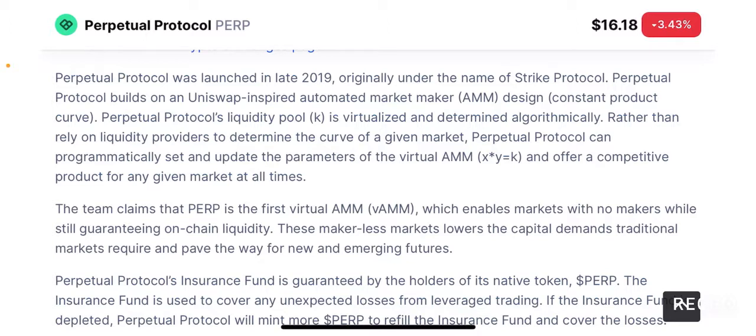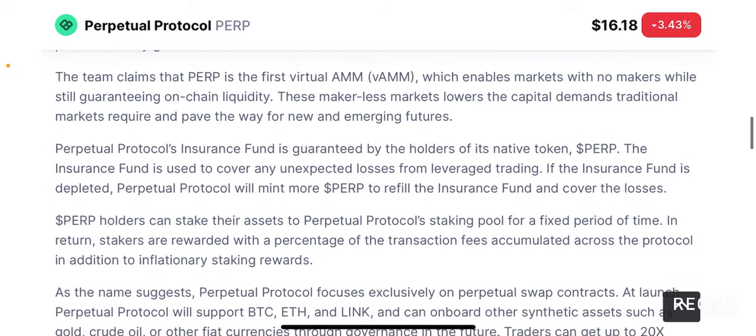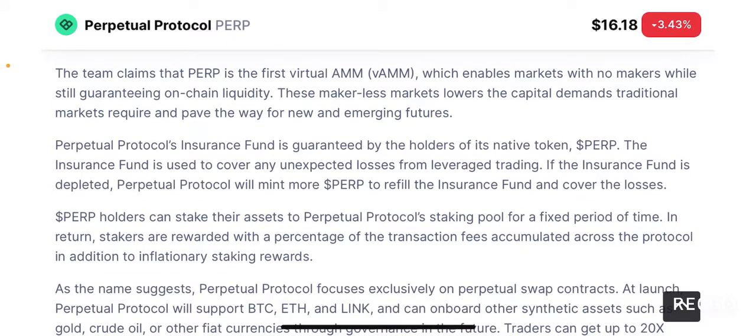So they've completely redesigned the AMM using their own unique method of creating liquidity and making the AMM work through algorithmic means, right? That's basically what Perpetual Protocol is, and that's its uniqueness compared to several other AMMs.